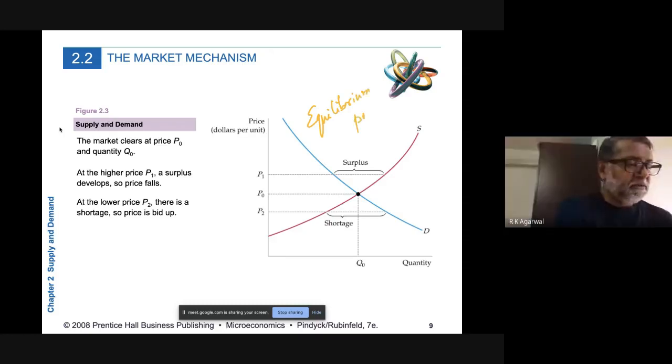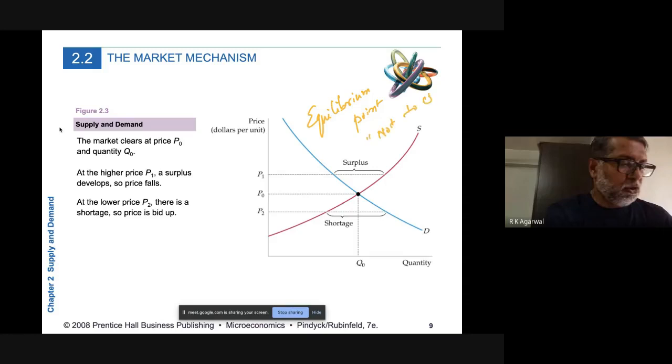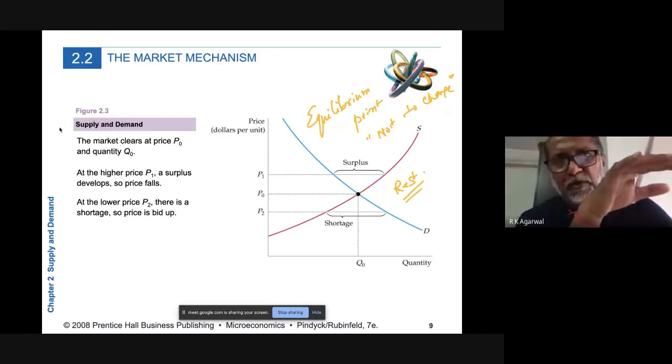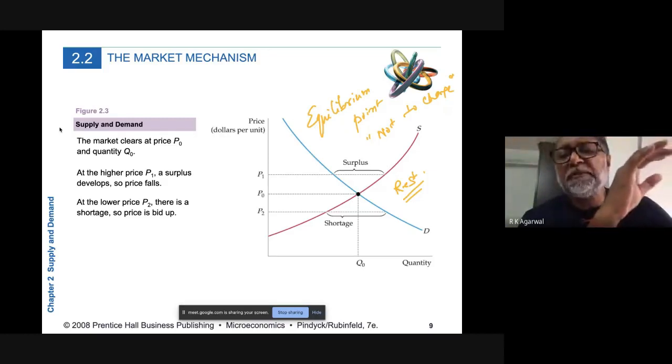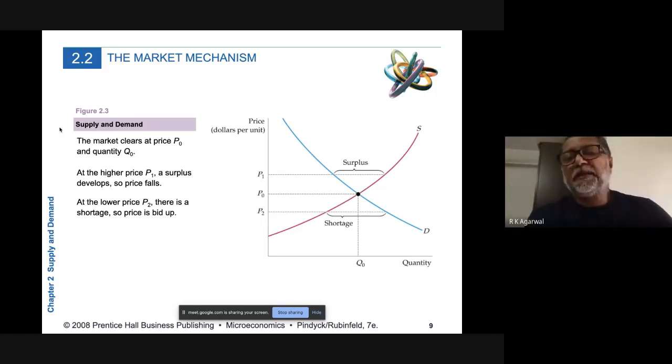So what does equilibrium mean? Equilibrium here simply means that there is a tendency not to change. It is a position of rest. So once you think that you are in equilibrium, then you would not like to disturb it. You would like to take rest at that point. You would not like to change it. That is what equilibrium means. So once you have reached the equilibrium point, then you would like to take rest.